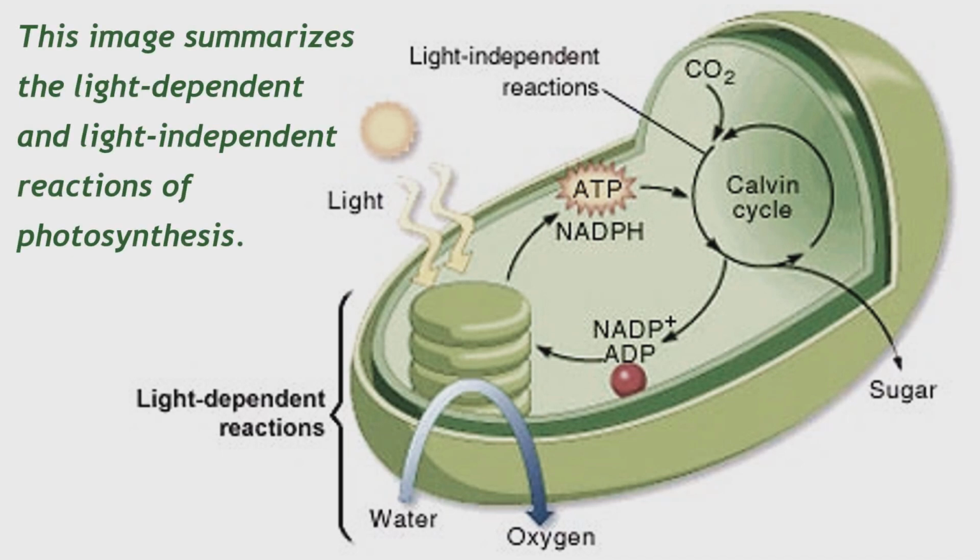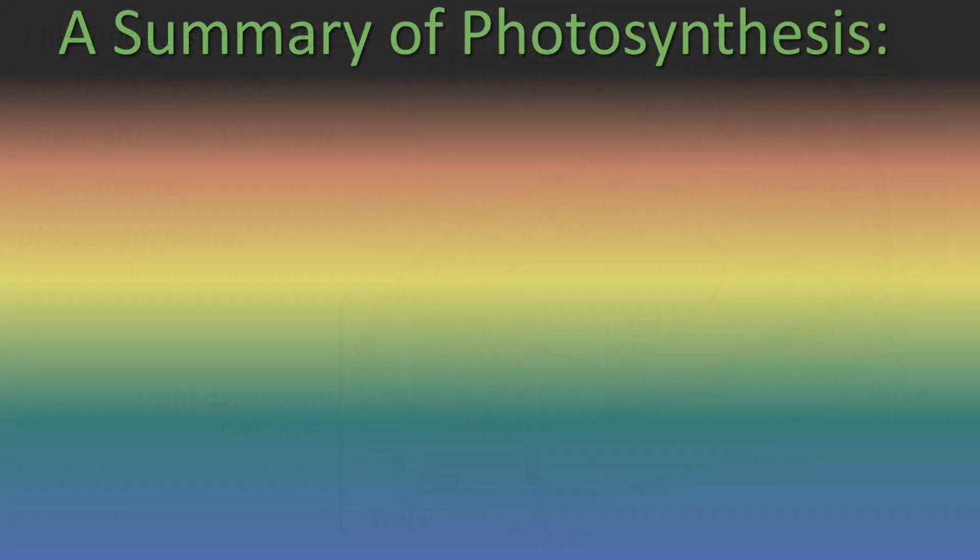Now, this illustration summarizes the light-dependent and light-independent reactions of photosynthesis. You can clearly see that water comes into the thylakoid and light energy hits it in the light-dependent reactions, and we have photolysis, and oxygen comes out. And you can see that the light-independent reactions happen outside the thylakoid. The carbon dioxide comes in, and the products are sugars. And in between the light-dependent and light-independent reactions, we have ATP and NADPH both being cycled back and forth.